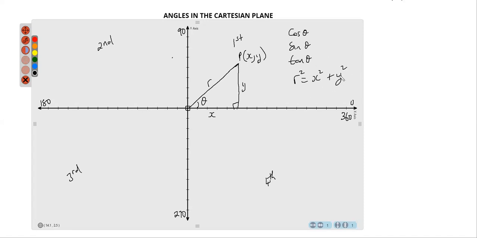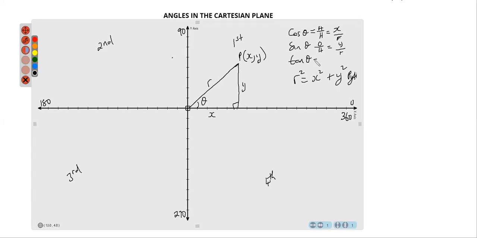This is the Pythagoras theorem that we already know. Now, we want to know how to get sine theta and cos theta using this diagram. We know that cos theta is adjacent over hypotenuse. In this case, that is x over r. What about sine theta? Sine theta is opposite over hypotenuse, which is y over r.